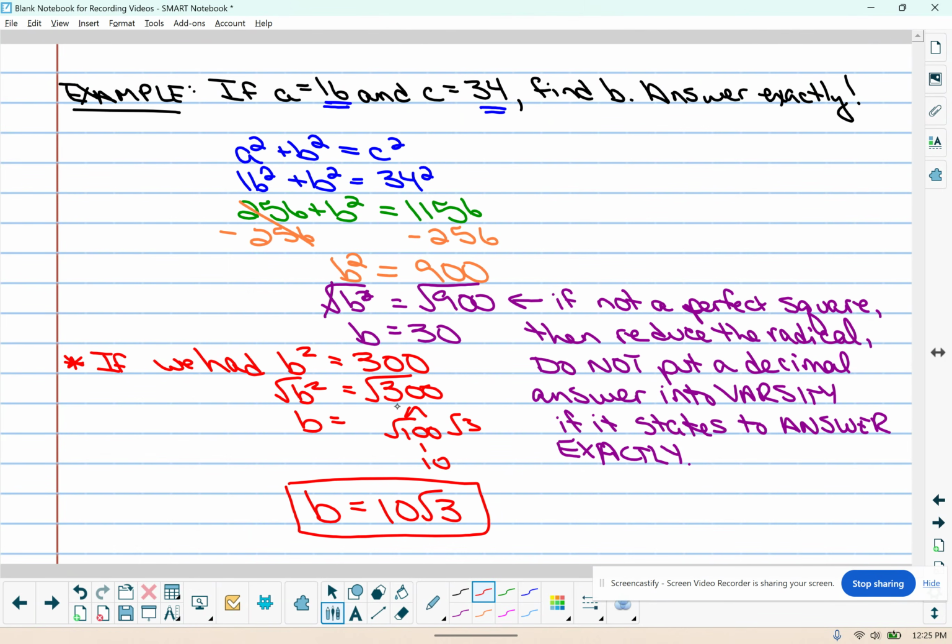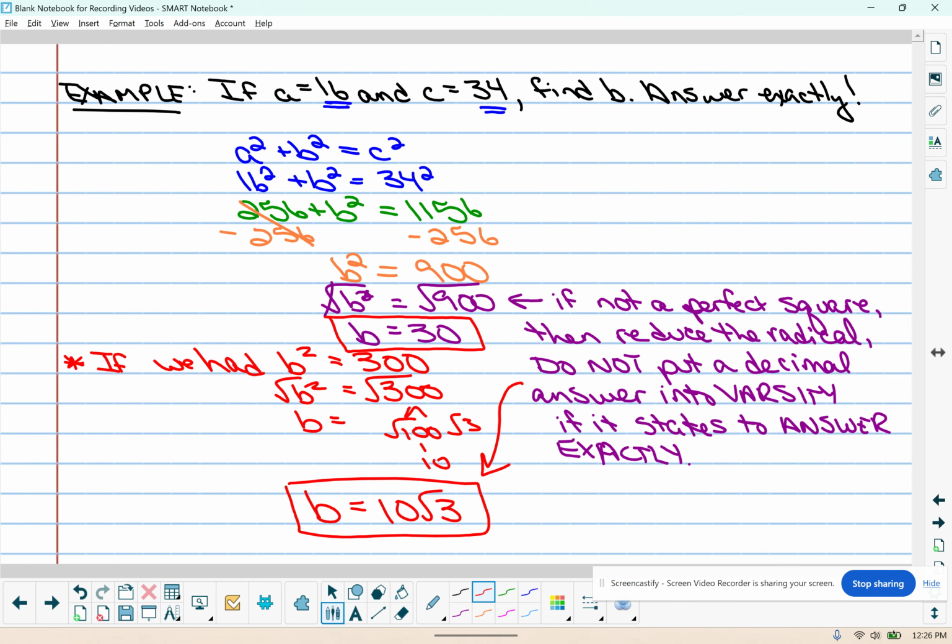Okay. You would not want to stick the root of 300 into a calculator and get whatever that would give you if you did that. So in our example, this is the answer. B equals 30. However, this is just to show you what that would mean by reducing the radicals, stuff you did back in chapter 2. You're going to be doing a lot of that in trigonometry.